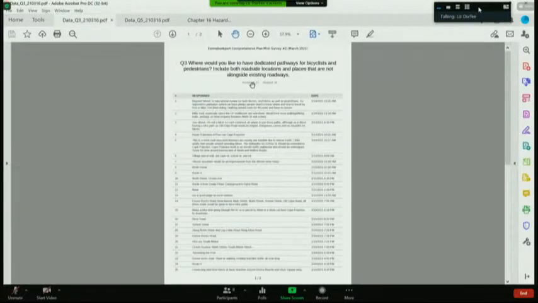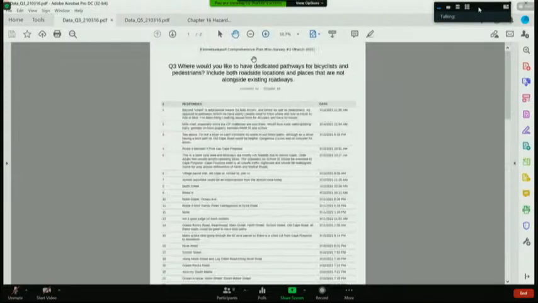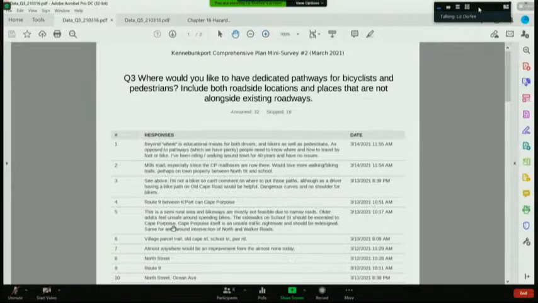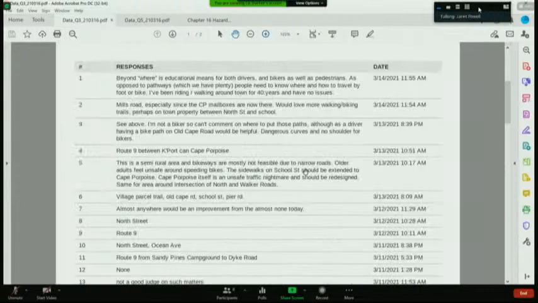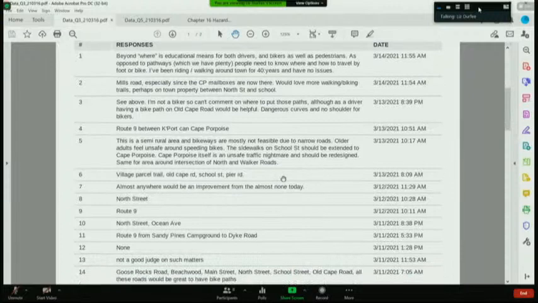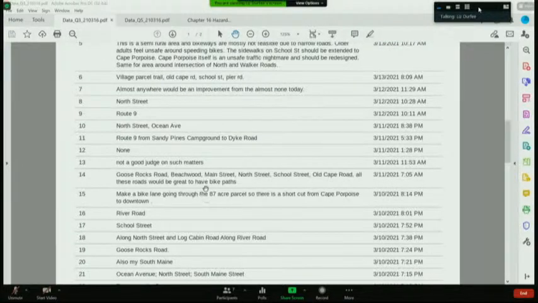And the responses were pretty variable. Some folks thought that the existing routes were decent. Some, for example, respondent seven, said almost anywhere would be an improvement from almost none today. There were quite a few on Route 9, areas of Route 9 between Kennebunkport, which I'm guessing is center of town, and Cape Porpoise, and then along Sandy Pines Campground to Dyke Road, North Street, Goose Rocks Road, Beechwood, Main Street, North Street, School Street. So it might be interesting to see all these on a map, which I didn't get to doing. I just exported these today. I was actually surprised there were so many results already.